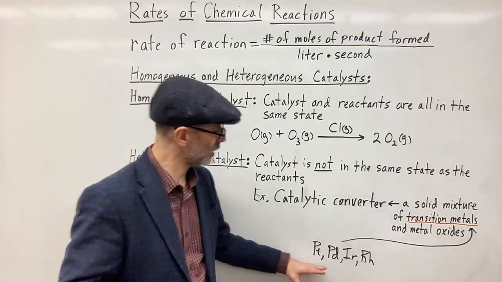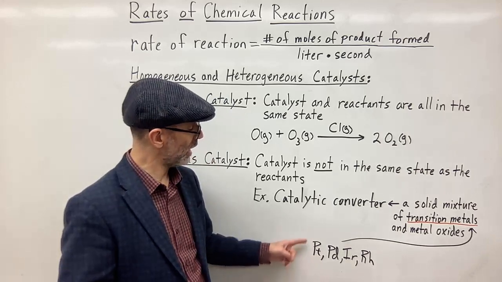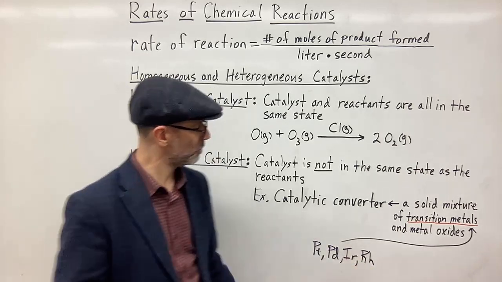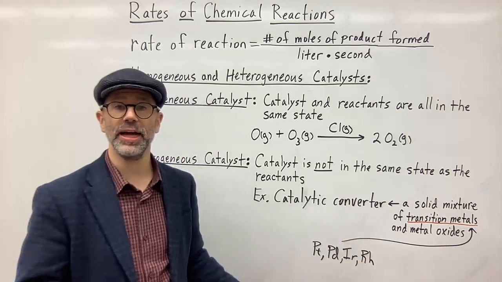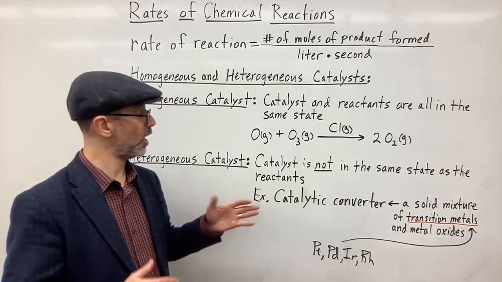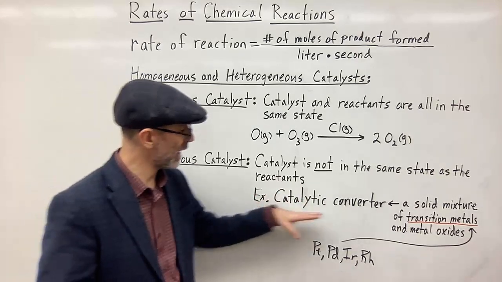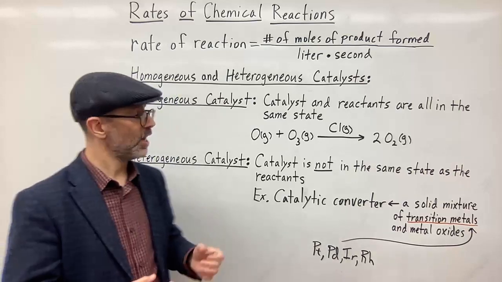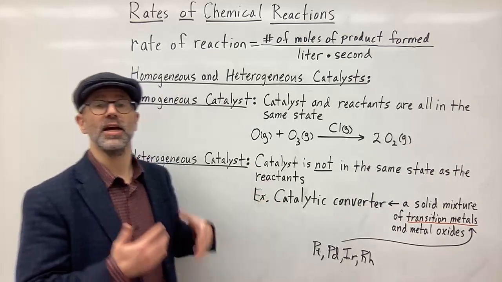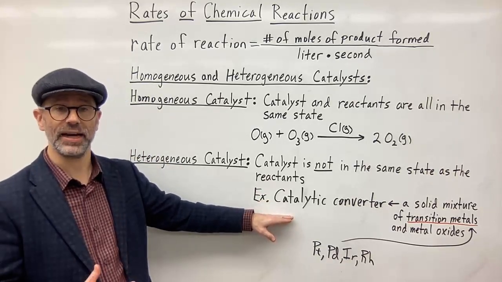So in the metal of the catalytic converter, you have transition elements like platinum, palladium, iridium, and rhodium. So these are going to help catalyze the reactions of the gases that are coming through your exhaust. And so because the catalytic converter is a solid and the reactants that are reacting are gases, this would be an example of a heterogeneous catalyst.